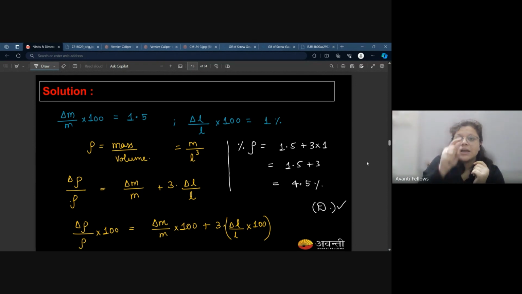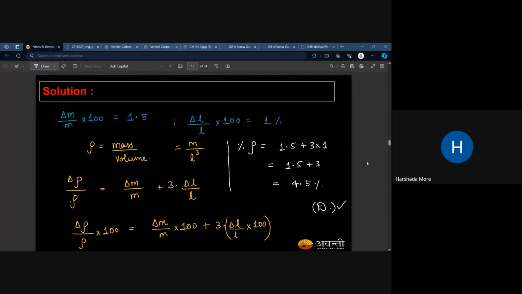In the given question, I have the percentile error. So I need to convert this relative error into percentile error by multiplying the entire expression with 100. So I did that. I got the percentile error. Is that okay, Harshita? Yes, ma'am. Okay.